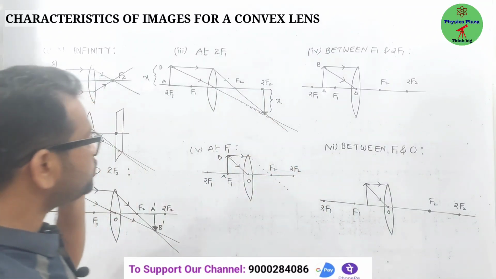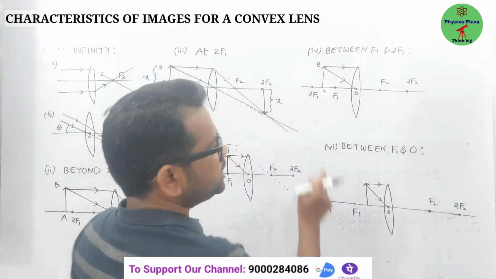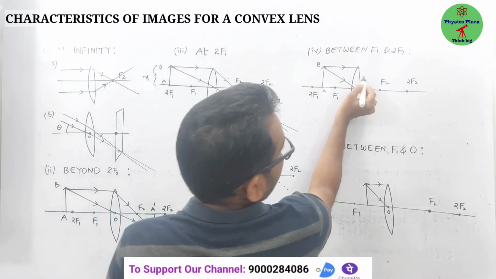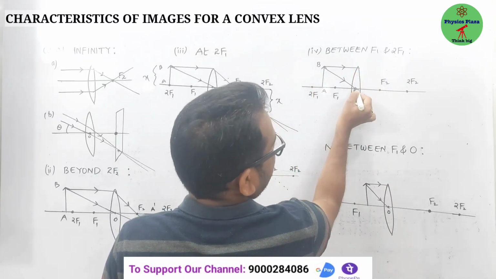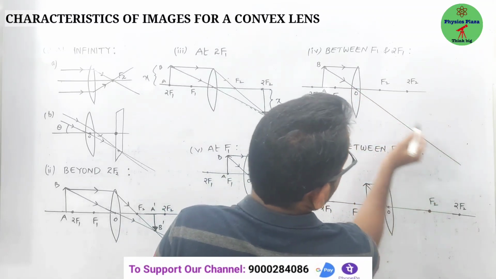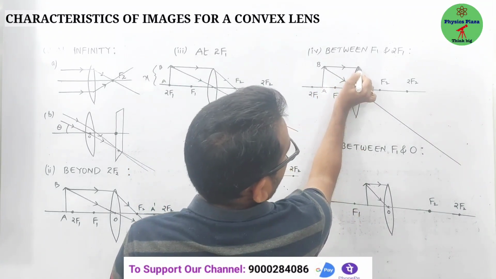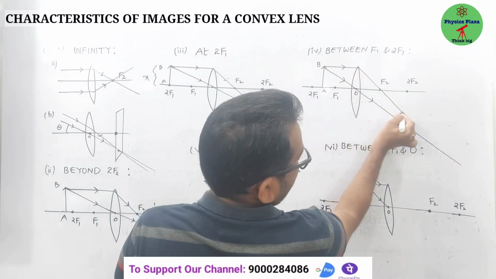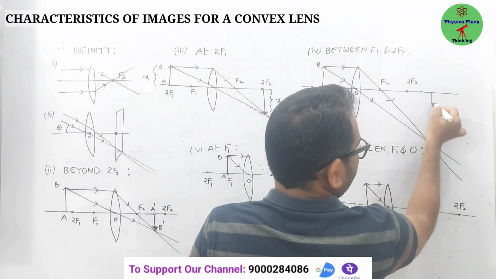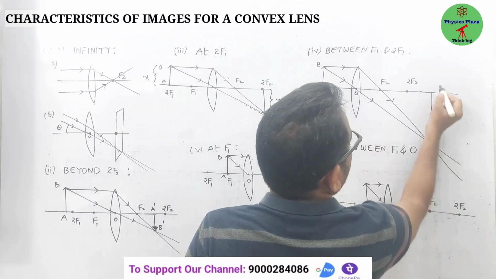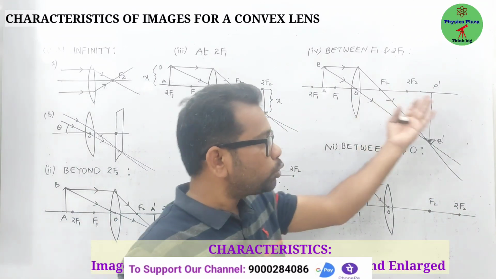Okay? Fine. Now come to the fourth one, when the object is placed between F1 and 2F1. The same light rays which we considered. This light ray, after refraction, will go undeviated through the optic center. And the second light ray, which is parallel to the principal axis, after refraction must pass through the focus, right? Somewhere these two are meeting. Look here, this is the point where the image is formed, A dash and B dash. So where is the image formed? The image is formed beyond 2F2.